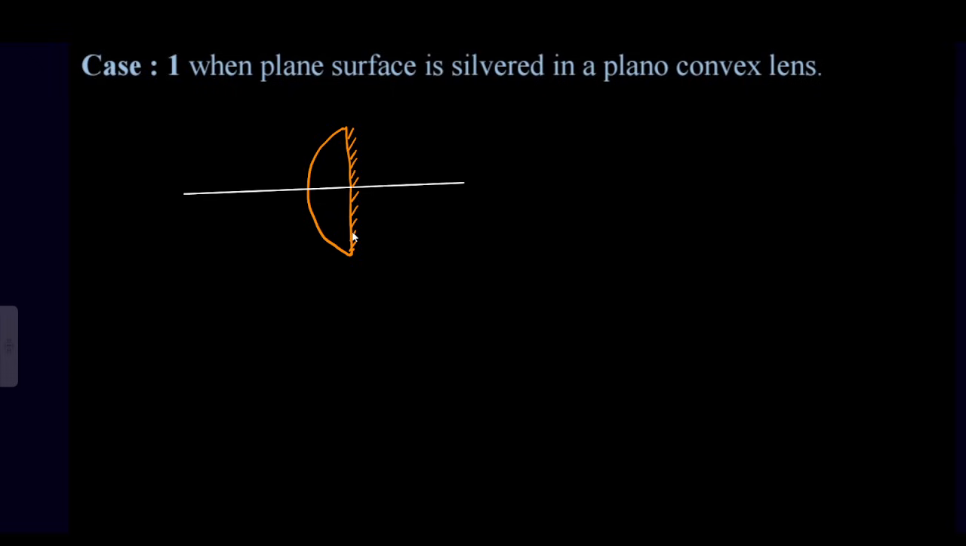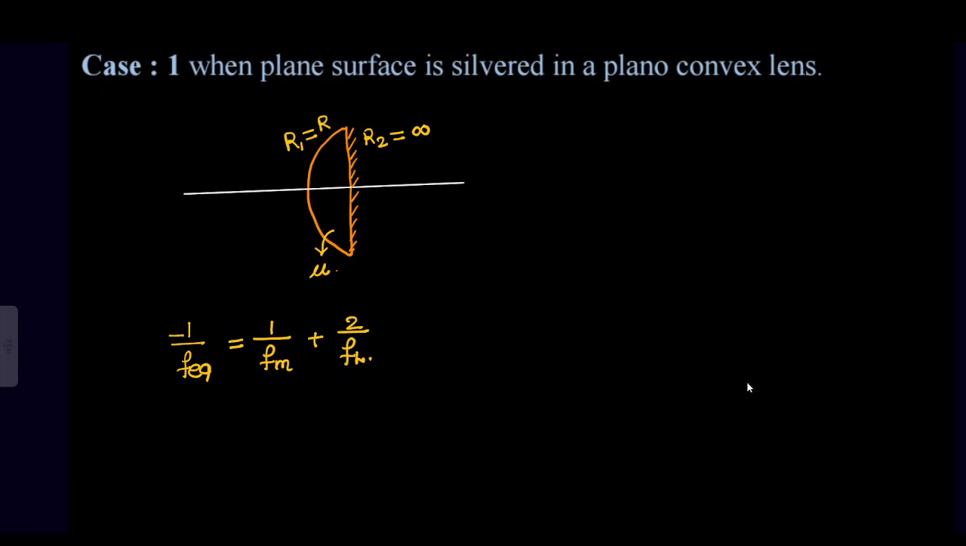Now we need to find the equivalent focal length of this lens. Let us say this will have a radius of curvature R, and for the plane surface the radius of curvature is infinity. And this lens will have some refractive index, let us say mu. So minus 1 by F equivalent equals what? 1 by Fm plus 2 by Fl.